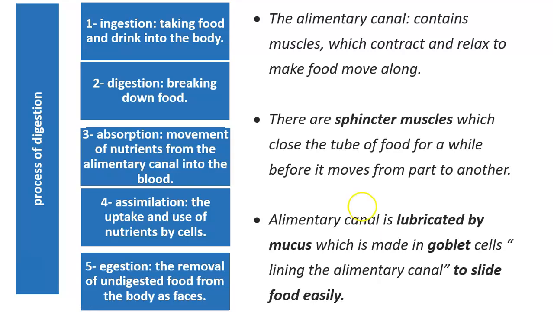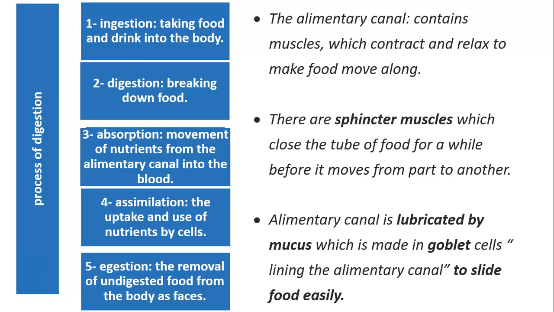So, the process of digestion starts with ingestion. Ingestion starts with an "in." This means taking the food inside your body. Of course, it happens in your mouth. And then digestion. Digestion is when you break down food into smaller parts or smaller molecules. And then absorption. Absorption is the movement of the nutrients after they have been digested and broken down into water-soluble monomers from the alimentary canal into the blood.